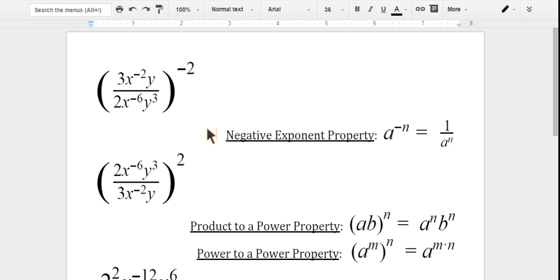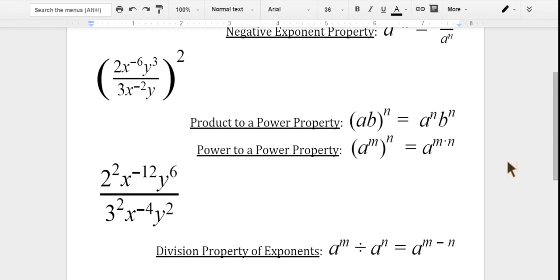So you'll notice here in this problem, I reciprocated the denominator and the numerator. I flipped them around and made it 2x to the negative 6 y cubed over 3x to the negative 2 y, now being raised to the positive 2. So all I did was flip it and make the exponent positive. Notice that none of the exponents in the base changed. X to the negative 2 is still x to the negative 2 down here.